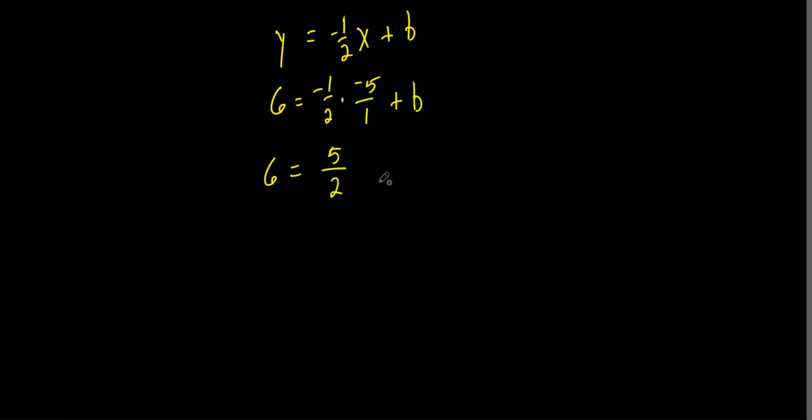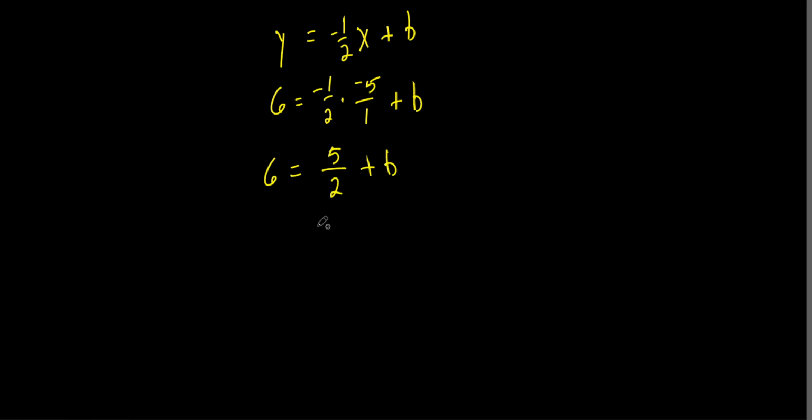Everybody with me? There's no x because I put a negative 5 in for the x. What do I put now? Plus b. Now what I want to do is solve for b. This is probably the hardest part of the whole entire problem. So I want to get b by itself.